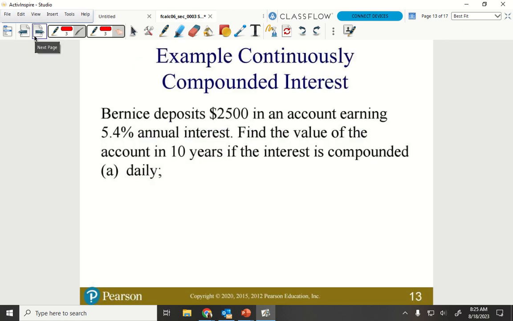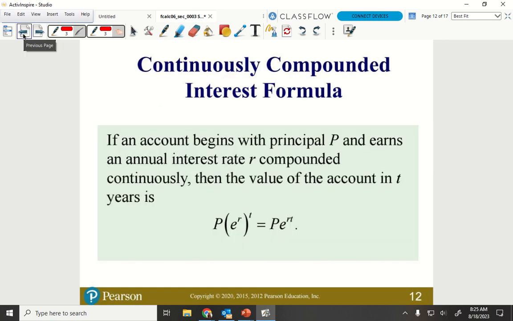Continuously compounded interest. Bernice deposits $2,500 in an account earning 5.4% annual interest. Find the value of the account in 10 years if the interest is compounded daily. So this is daily interest. Let's go back to the formula. P is going to be what? The principal. In this problem, how much? 2,500. Very good.